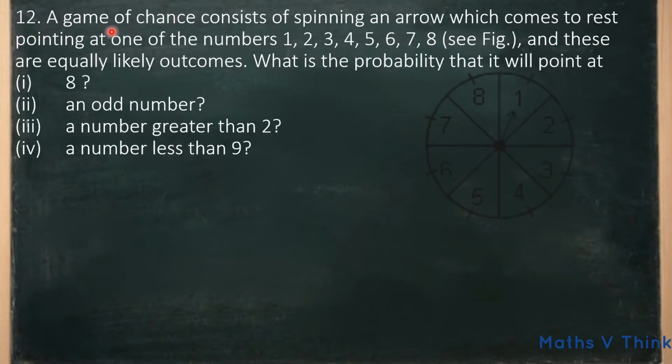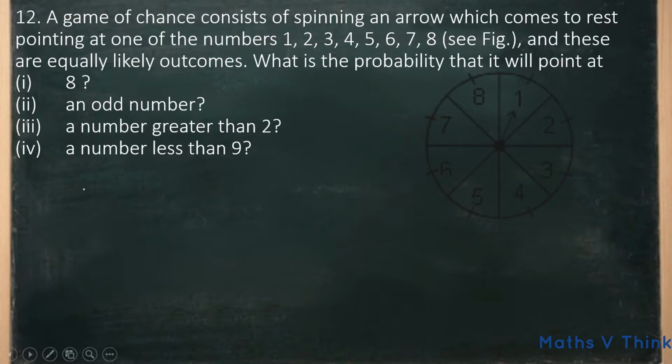The 12th question says, a game of chance consists of spinning an arrow which comes to rest pointing at one of the numbers 1, 2, 3, 4, 5, 6, 7, 8. You can see the figure, and these are equally likely outcomes. So what is the probability that it will point at number 8, an odd number, a number greater than 2, and fourth one is a number less than 9.